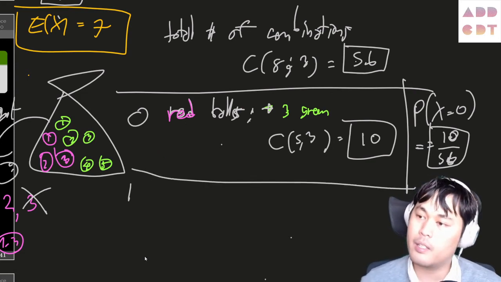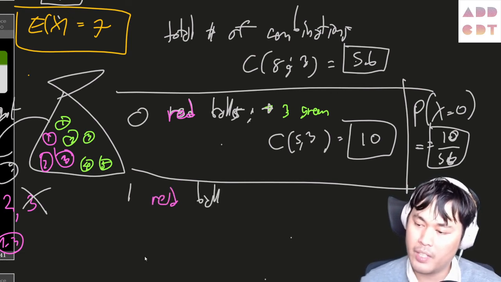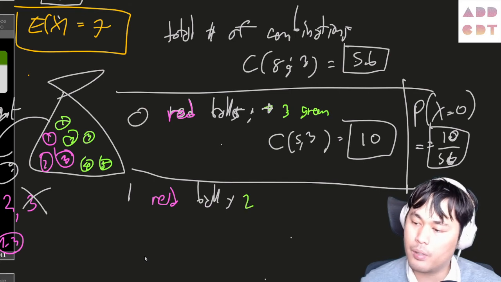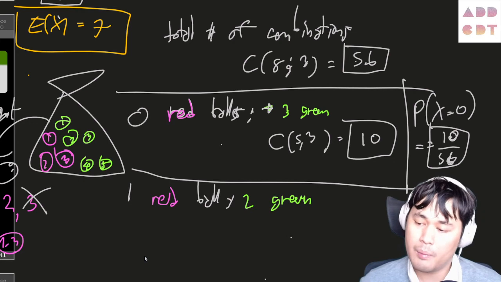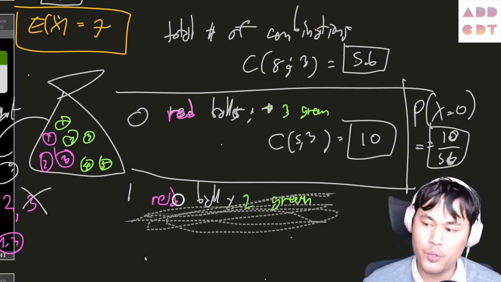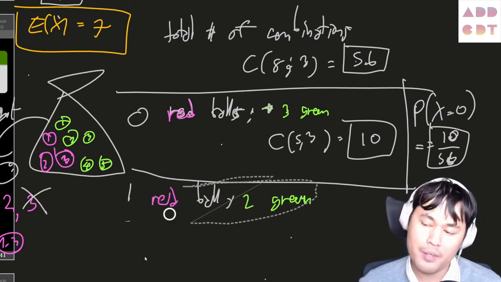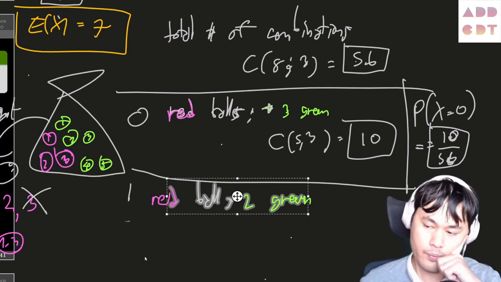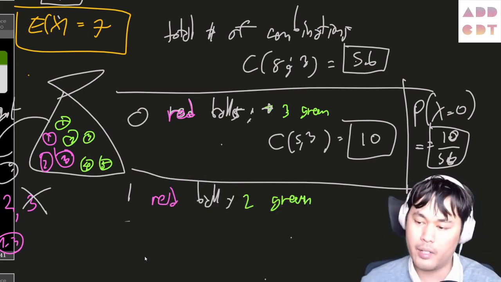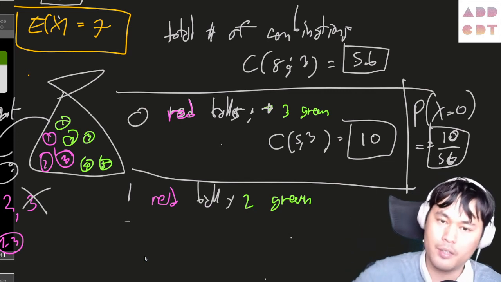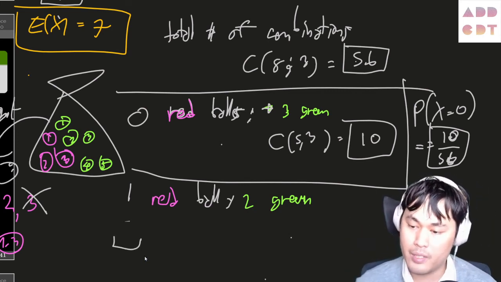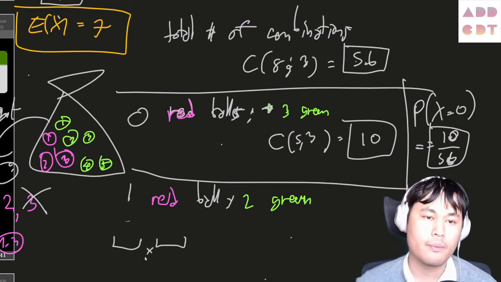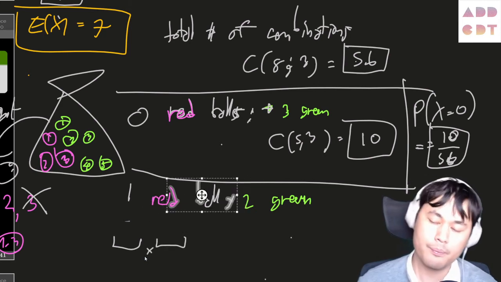Next, how many ways can we get one red ball? That means we're going to have to get 2 green balls. So how many ways are there? Do you remember what we should do here? You can see there are 2 different processes. First, you get the single red ball, and then you get 2 green balls. That means we can use the rule of product. We are describing 2 different processes.